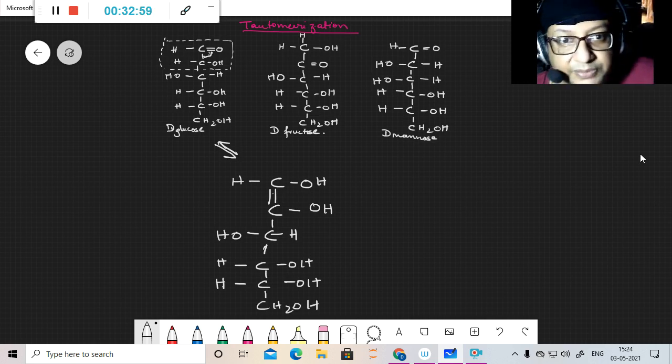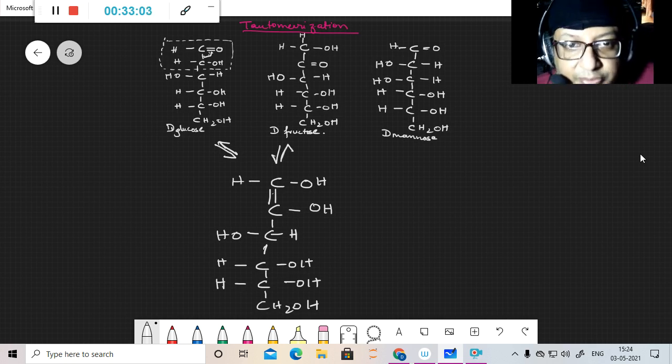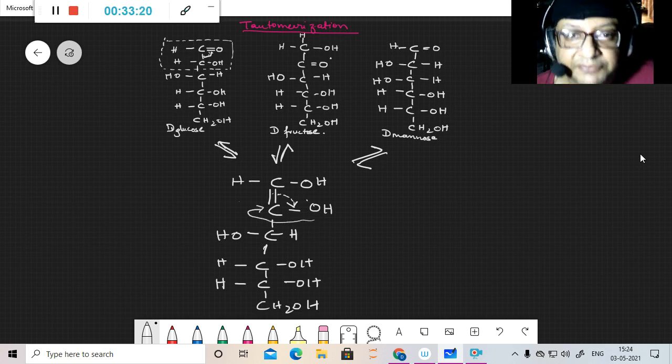this structure forms. From this you can have a fructose being formed or a mannose being formed, because this opens up, and when this rejoins, if this double bond migrates over here, it will form this fructose. If it migrates back and this OH goes in this direction, it forms mannose.